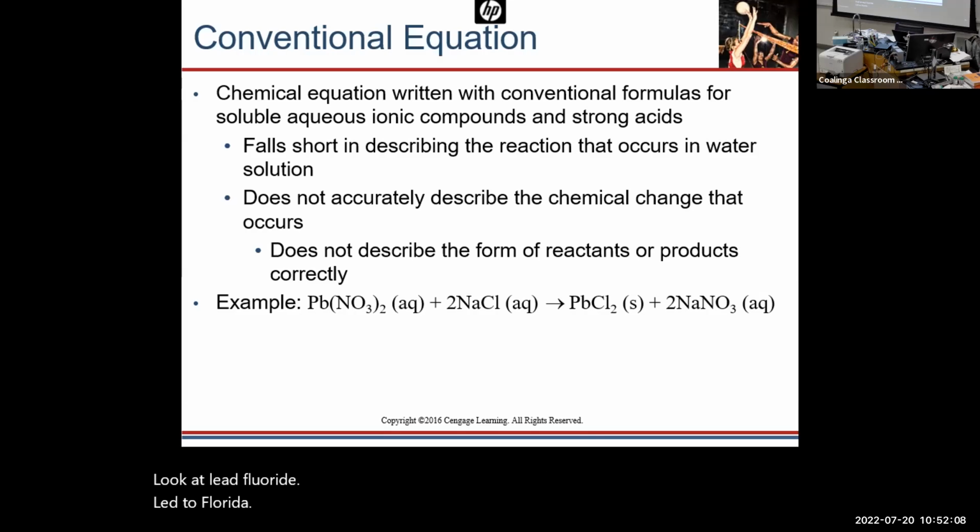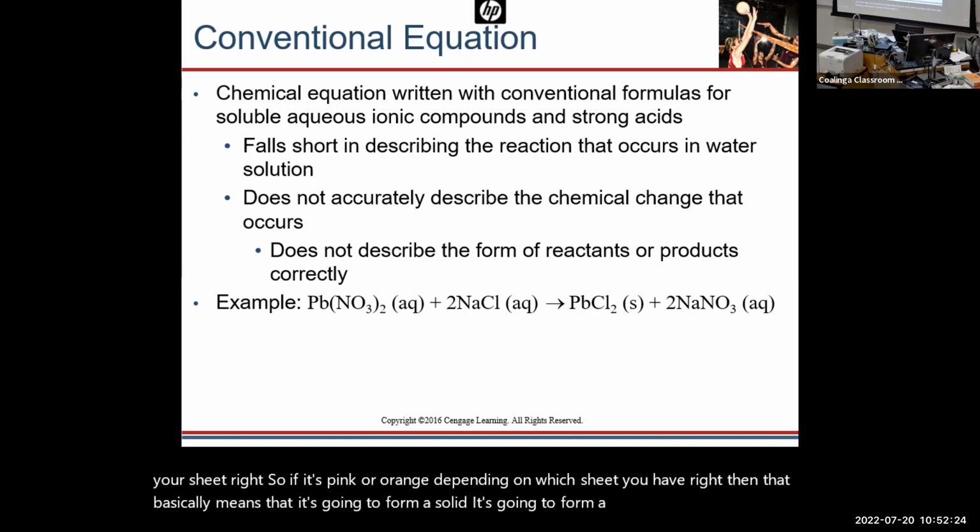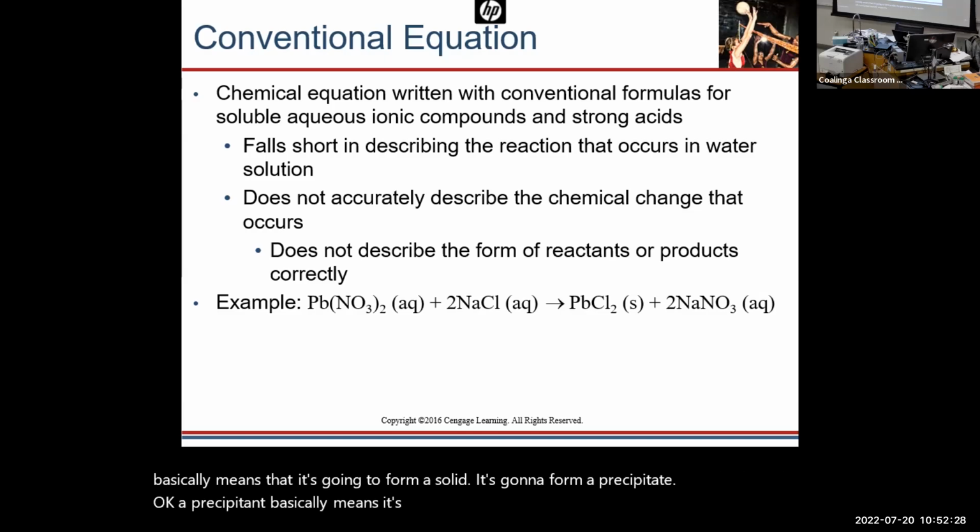Is it slightly soluble? Basically meaning that it's not really soluble. So it's pink or orange on your sheet, depending on which sheet you have. Then that basically means that it's going to form a solid. It's going to form a precipitate. A precipitate basically means it's going to come out of solution, forming a solid. And what type of reaction is this? It's a double replacement. That's right.